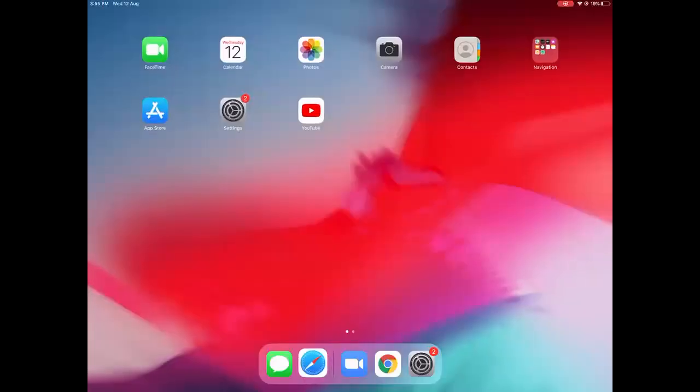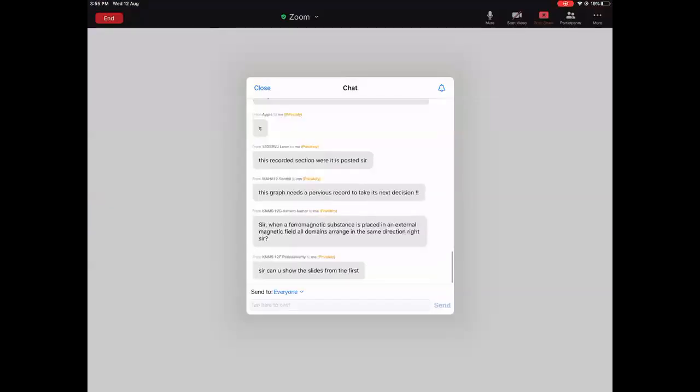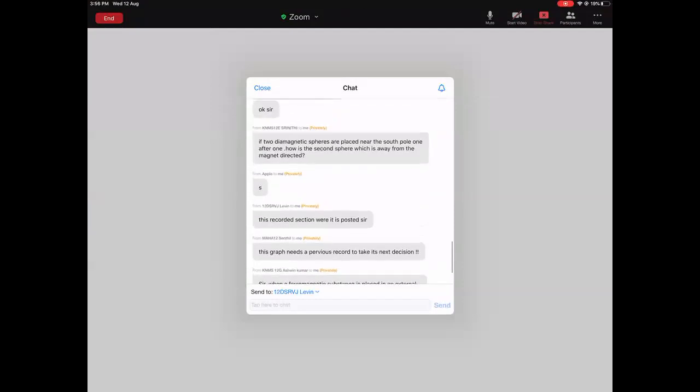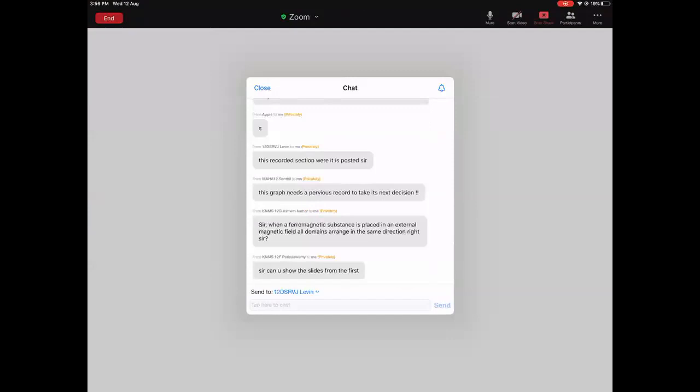I'll just check if there are any doubts. Sir, this graph needs a previous record to take its next decision. That is a different thing. Sriniti, I don't understand your question. Once I understand, I'll answer. This graph needs a previous record to take its next decision. Only once. After that, it follows.